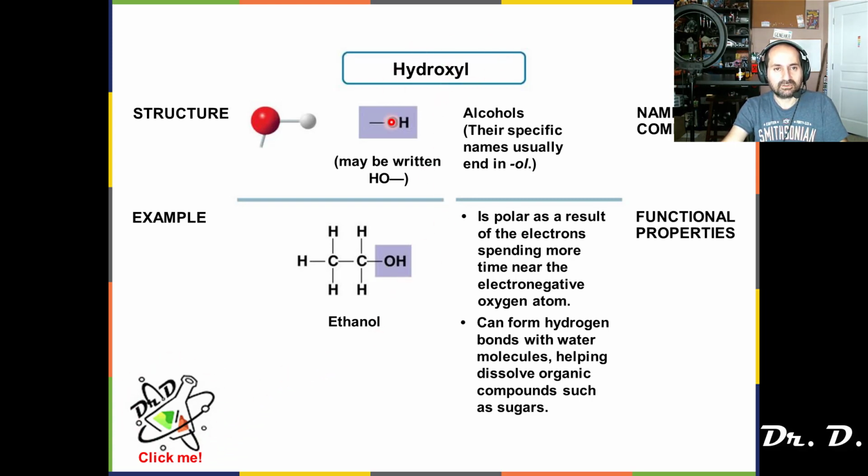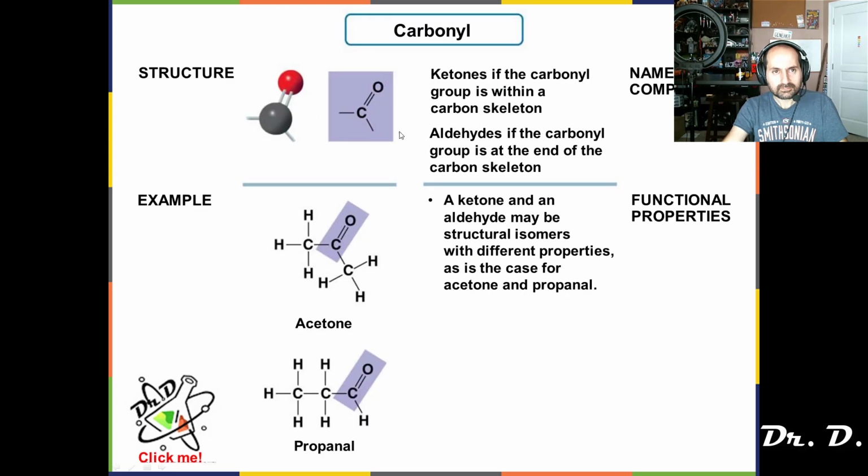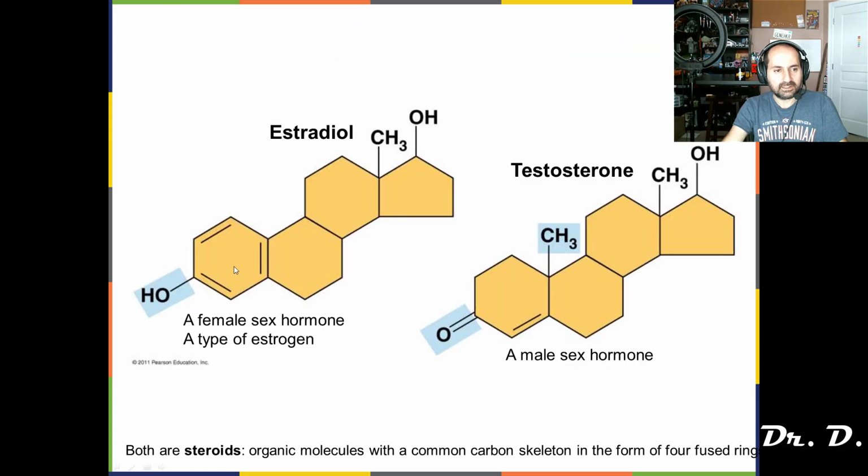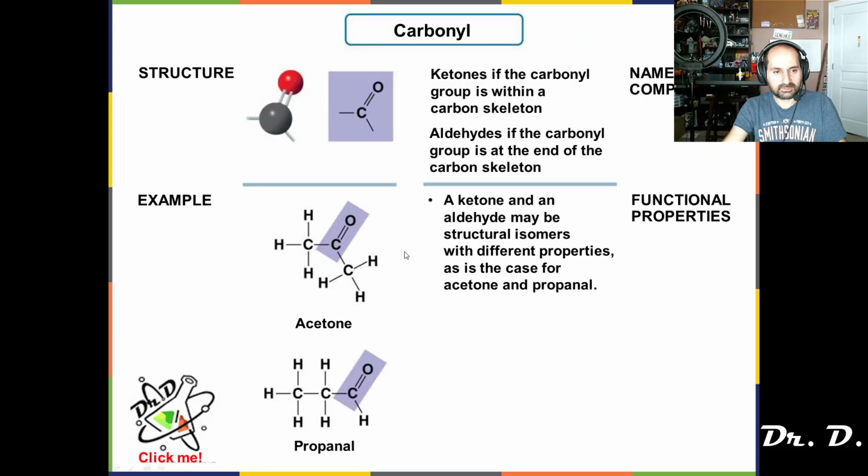The carbonyl group. The carbonyl group is an O double bond to the backbone, right? O double bond to backbone. Do you see any carbonyl groups here? Here it is, O double bond to the carbon backbone. Yes, there it is, right there. So estrogen does not have a carbonyl group, but testosterone does have a carbonyl group. So let's go into carbonyl groups.